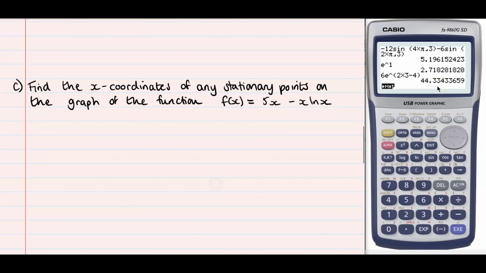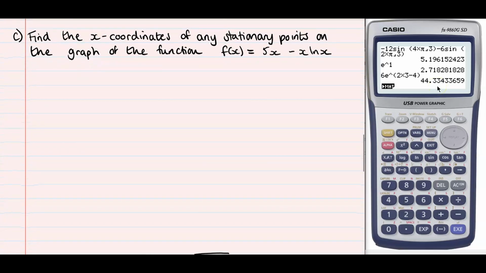Okay, for part C, we've got the merit part. Find the x-coordinates of any stationary points on the graph of this function. So we want to find the derivative, set it equal to 0, and solve it. So if we differentiate 5x, we get 5. Now we're going to take away the derivative of x log x.